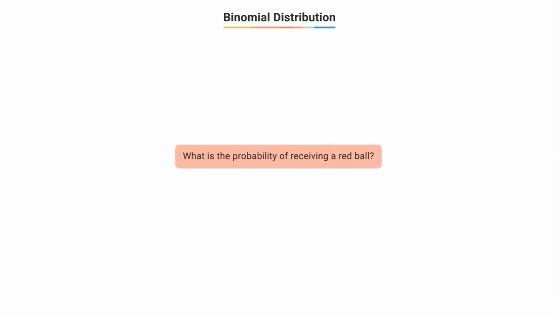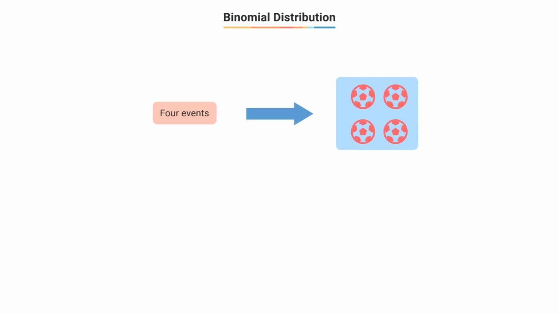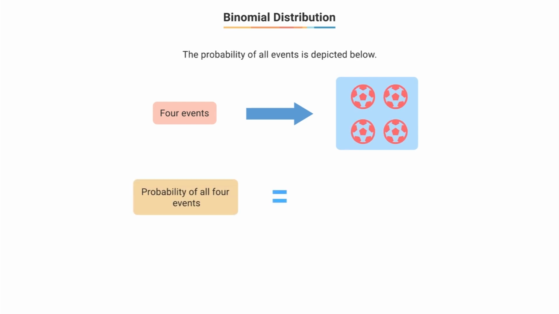Suppose you are drawing 4 balls from the bag. Can you tell us the probability of getting a red ball each time? Remember that the multiplication rule states that the probability of event 1 and event 2 happening, if they are independent, is equal to probability of event 1 into probability of event 2. Here we have 4 events taking place as we are drawing 4 red balls. Hence, the probability of all these 4 events taking place is probability of event 1 into probability of event 2 into probability of event 3 and into probability of event 4.